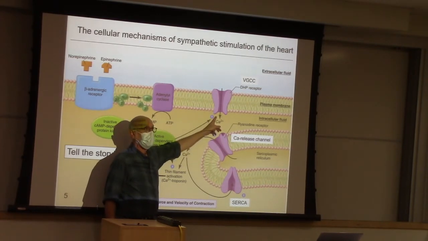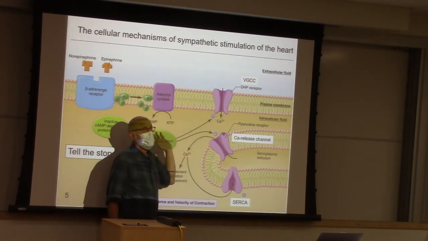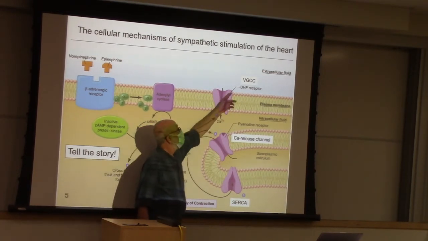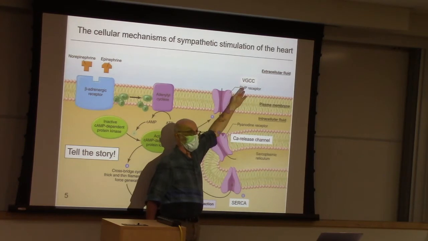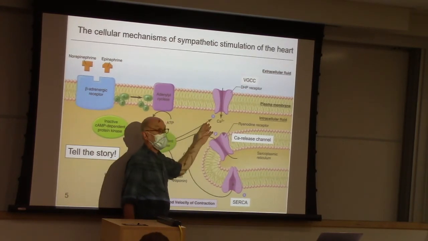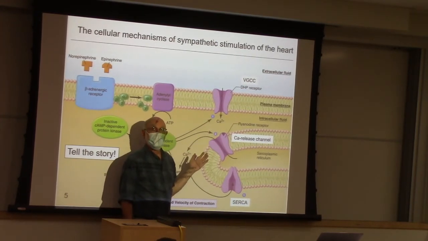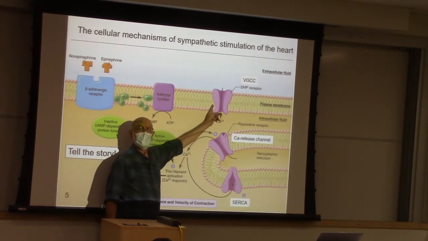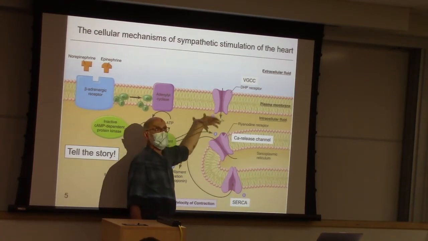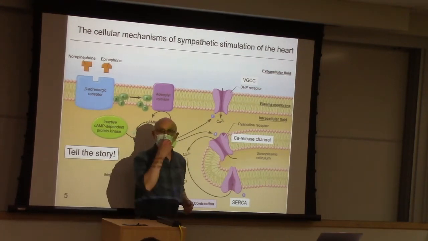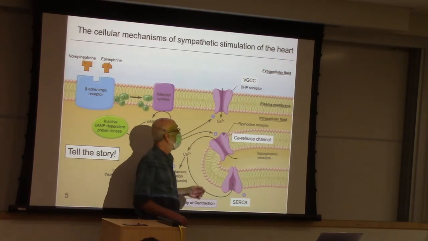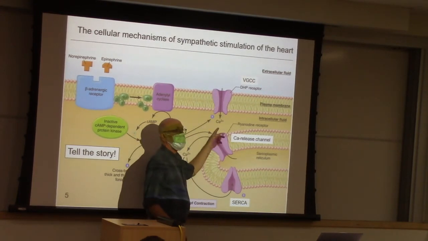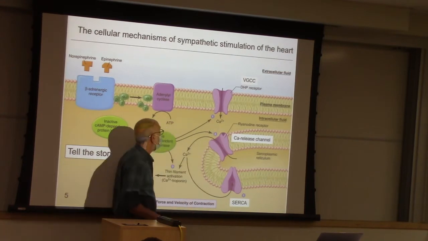It increases the activity of calcium channels. Well, this isn't IH, so this is voltage-gated calcium channels. It increases their activity by doing what to them? What do kinases do to proteins? Phosphorylates the voltage-gated calcium channel and increases its open probability, increases its ability to open. More calcium influx. Okay, let's just hold that story right there.